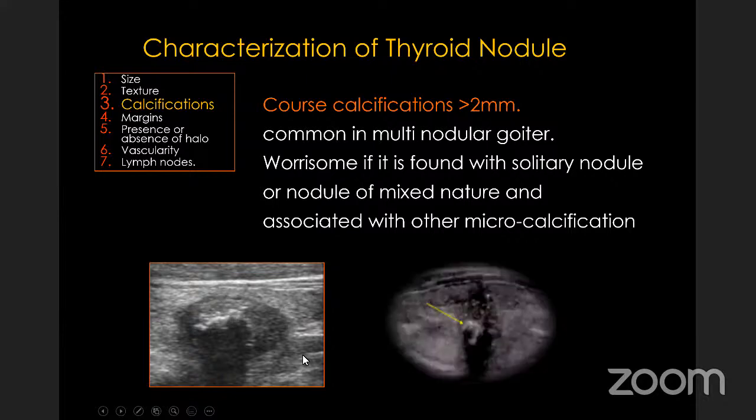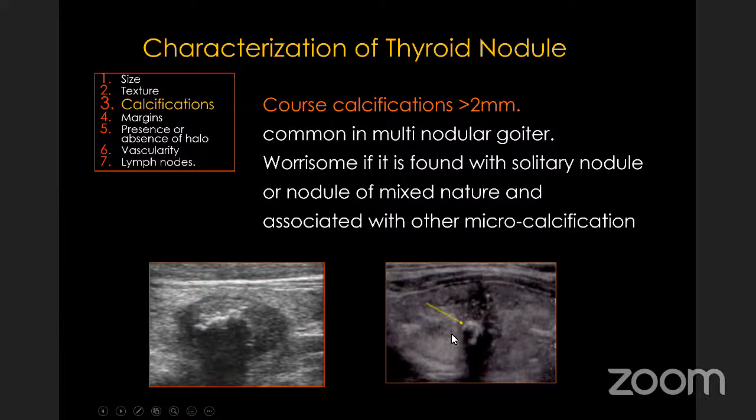This is another example of coarse calcifications in an infiltrating hypoechoic solid nodule. There are also other microcalcifications, such as of papillary carcinoma. The big one is here. There are many other small punctate calcifications with a shadow, giving a sign of malignancy.